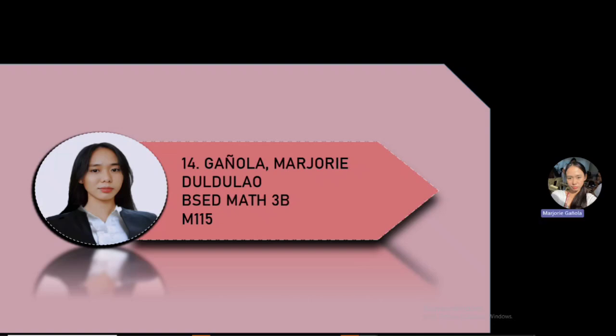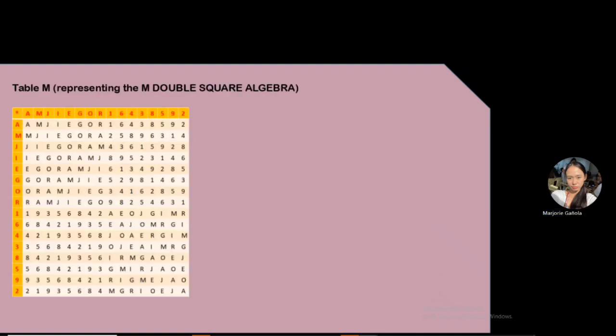You can remember, we have here the table M which represents my geometric model called M double square algebra. And as you can also remember from our first video, we have proved that this table forms a group structure because it satisfies all of the conditions. First is the closure, then the associativity, and lastly the existence of identity and inverse element for all.